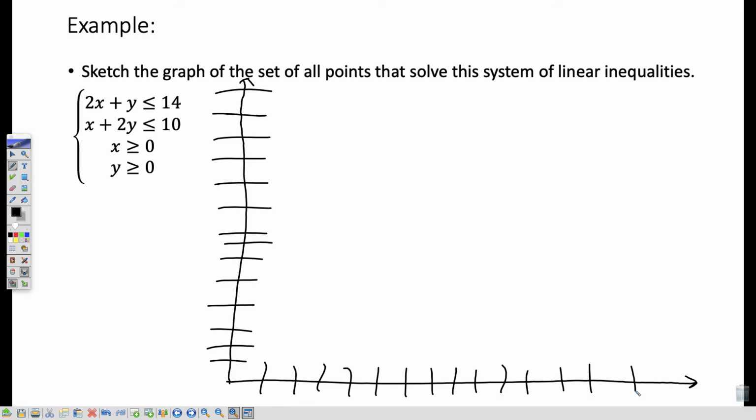So if I plug 0 into y for the first equation, that means y is gone, so I have 2x is less than 14. So what's x? 7. Yeah, that's nifty. 1, 2, 3, 4, 5, 6, 7.